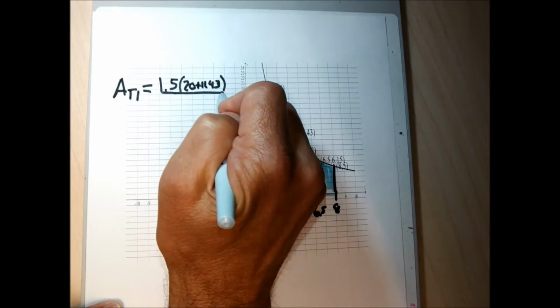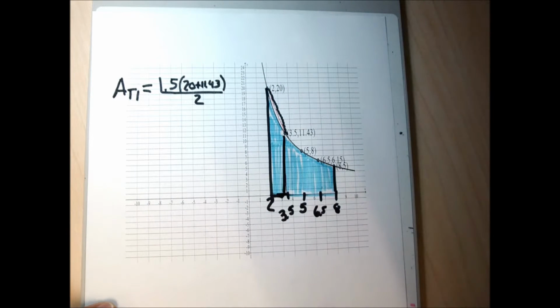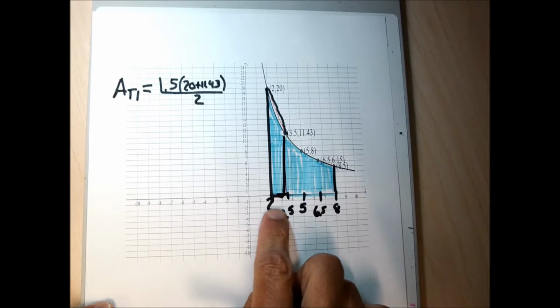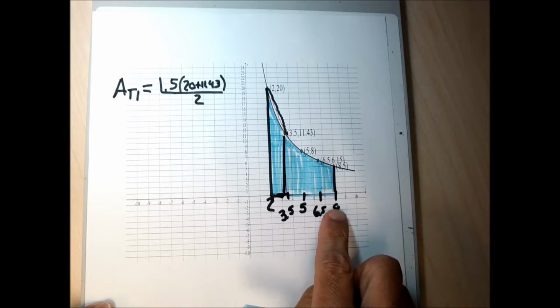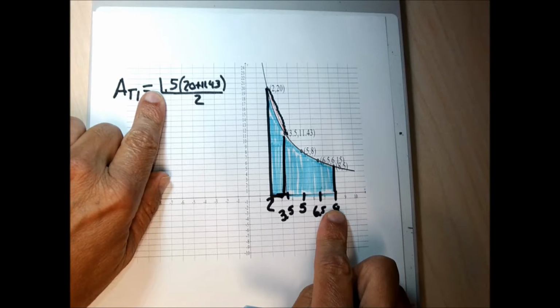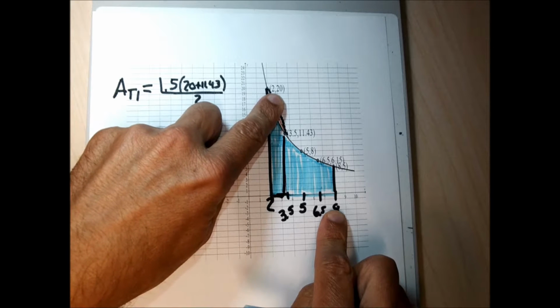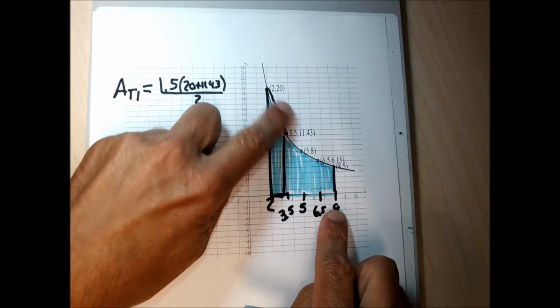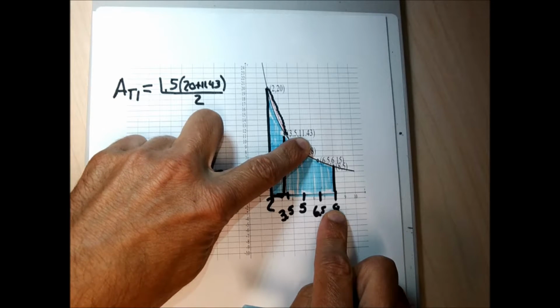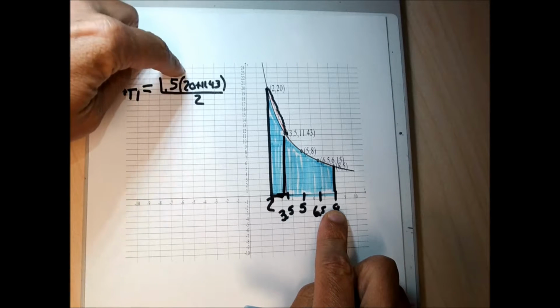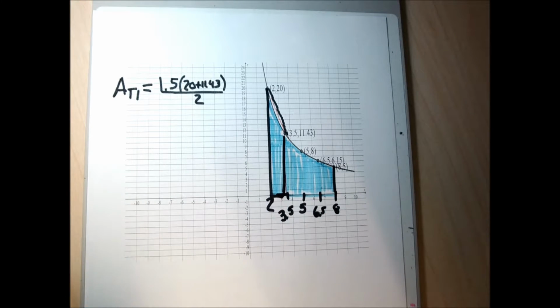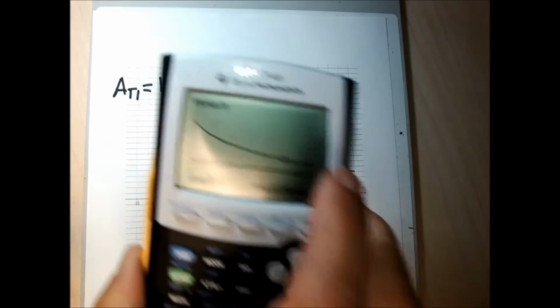So for each of the trapezoids that I'm going to draw, 1.5 is how far each of the numbers are apart on the x-axis, and that's what the height's going to be. Base 1 is going to be the y-coordinate of the first point. Base 2 is going to be the y-coordinate of the second point. And then the formula is just height times base 1 plus base 2 over 2. And I'm going to use my calculator because I don't want to do that by hand.